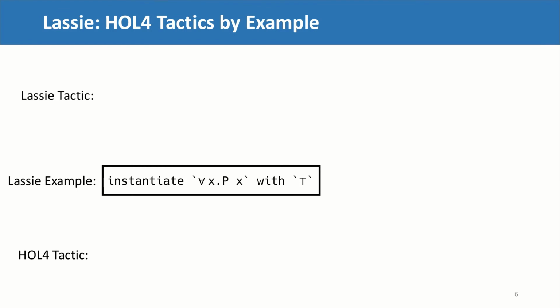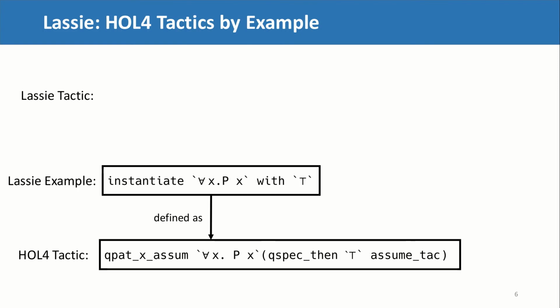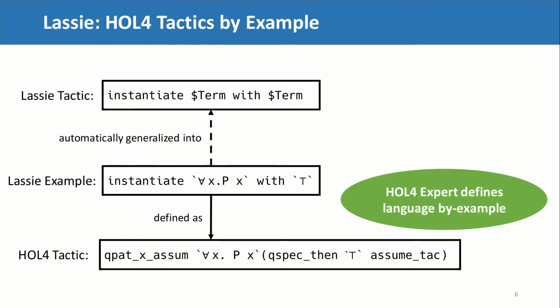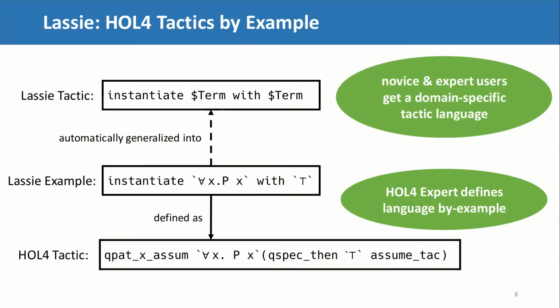As an example, suppose we want to define this tactic in Lassie where we say: instantiate for all x, P of x with true. An expert user can now define this as the HOL4 equivalent by example, giving this tactic as a single instance of a general one we would like to use. By using an extensive semantic parser, Lassie will now automatically generalize this into the general tactic "instantiate term with term", such that we get a domain-specific tactic language that can be used by novice and expert users alike.